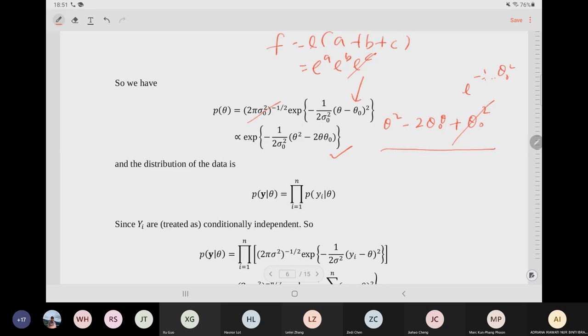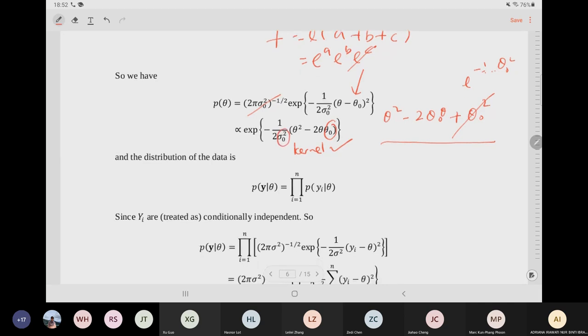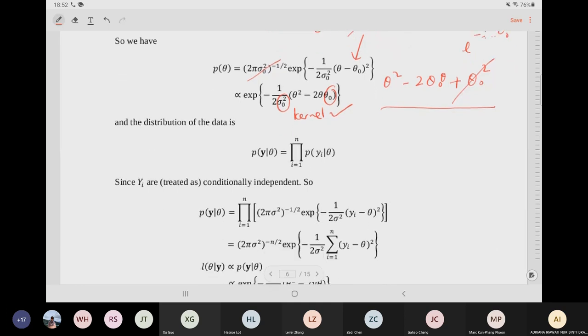And this is called the kernel. Later, when you look at this kernel, you should be saying, oh, this is a normal kernel, because you have a theta here. For the normal kernel, what is the mean? The mean is theta naught here, and the variance is sigma naught square. So that's a kernel of the normal.